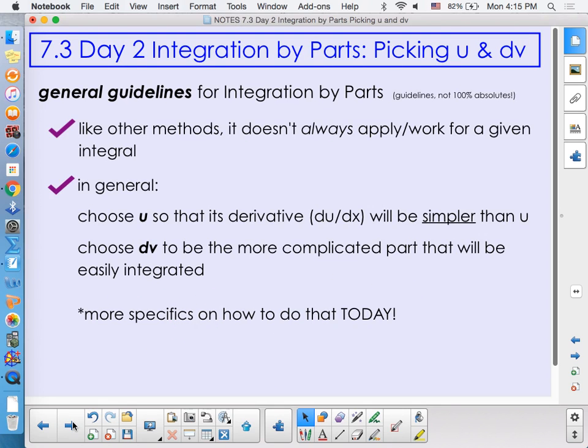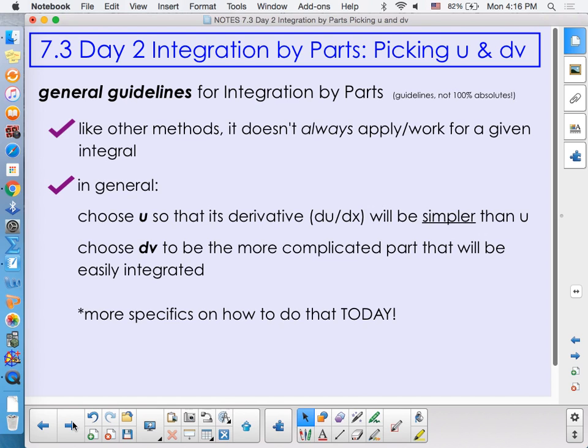Today, in 7-3 day 2, we're going to start picking the u's and the dv's to make this integration by parts happen as we get deeper into this subject. As we work through here, you want to keep in mind a few things. All these are general guidelines. Guidelines are not 100% absolutes. So just like any other method, it doesn't always work for a given integral.